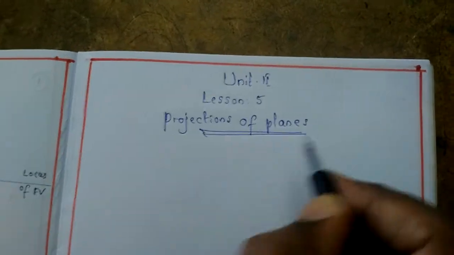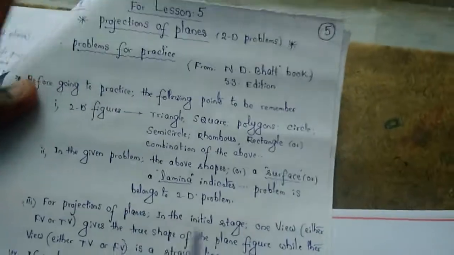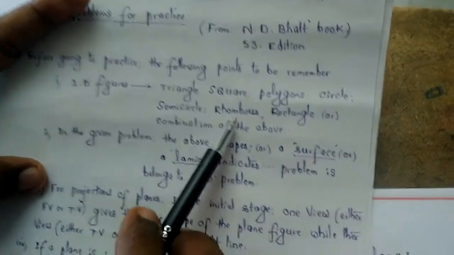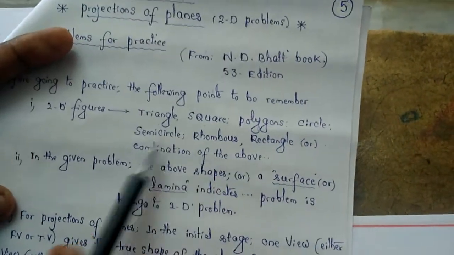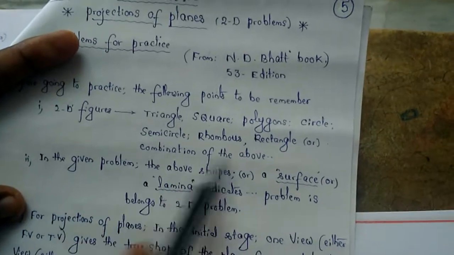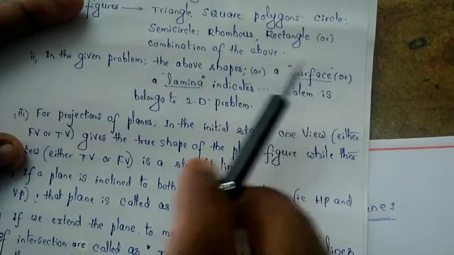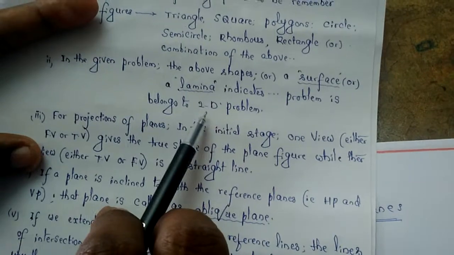In this class we want to discuss the different types of planes, which I have described in the notes circulated to you. 2D figures are triangle, square, polygon, circle, semicircle, rhombus, rectangle, otherwise a combination of any two or three. If any problem includes the words surface, lamina, or plane, it indicates that the problem belongs to projections of planes.